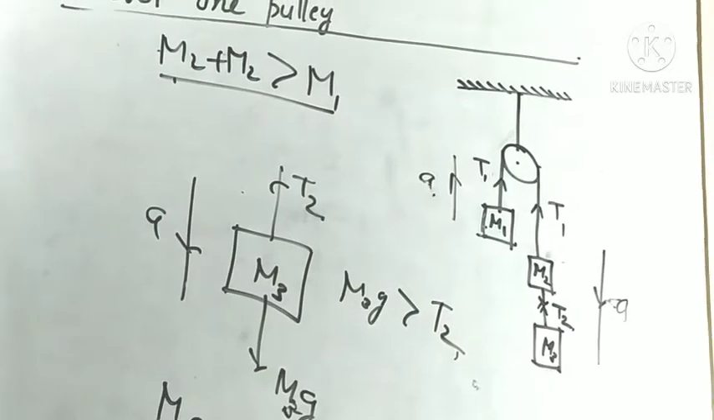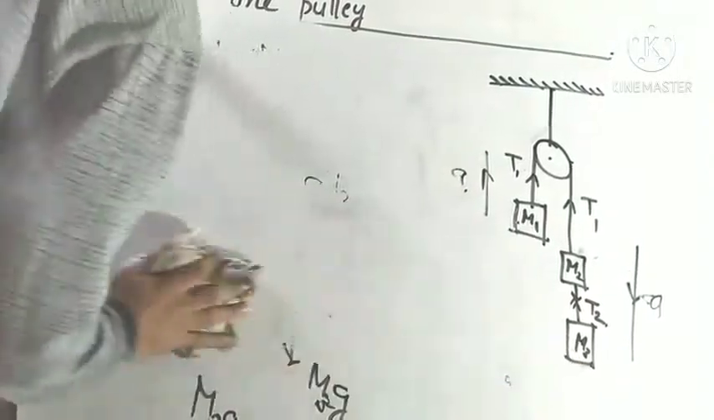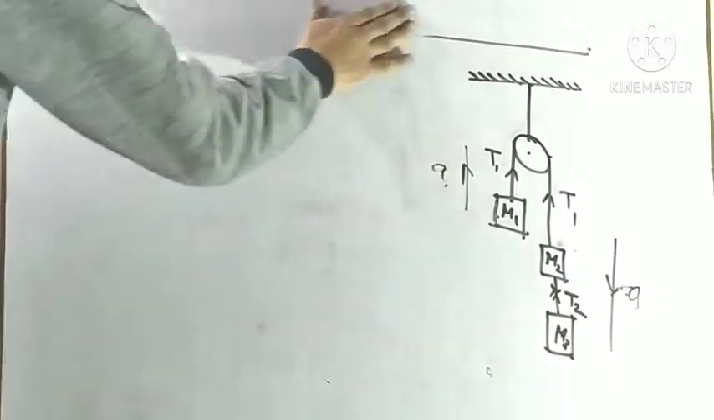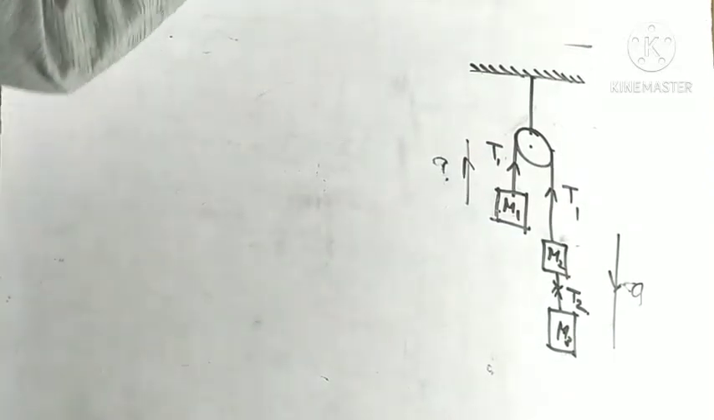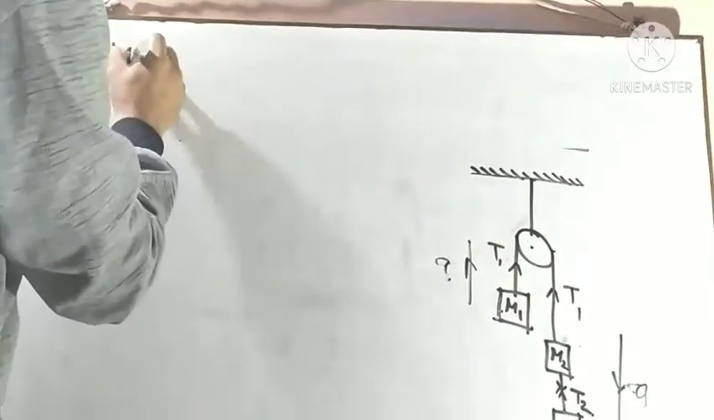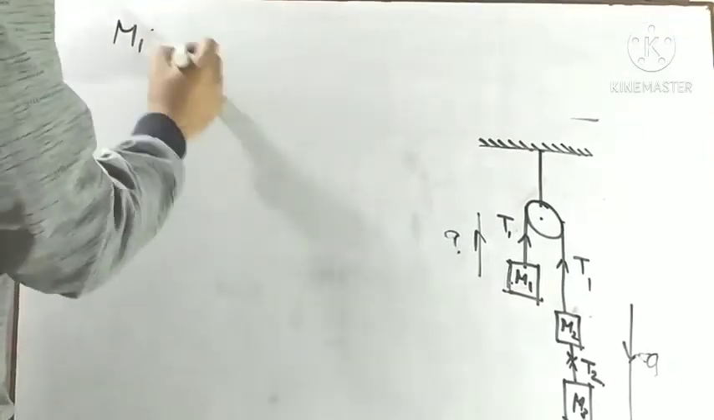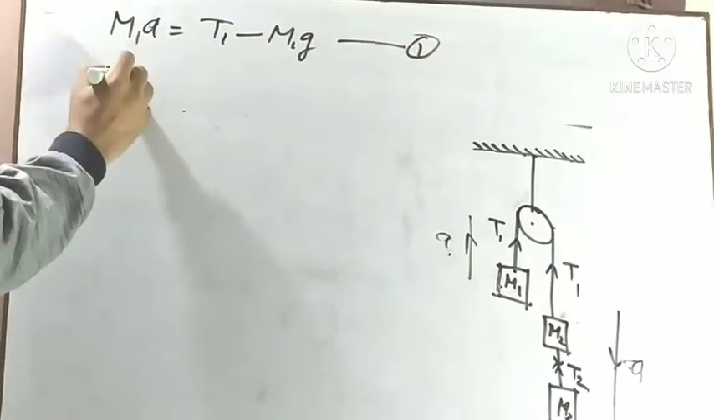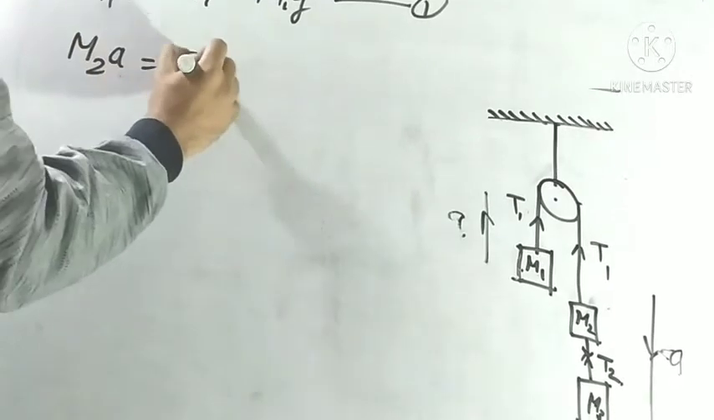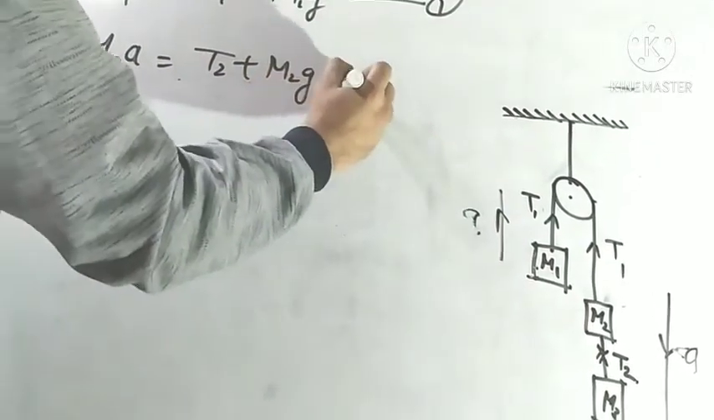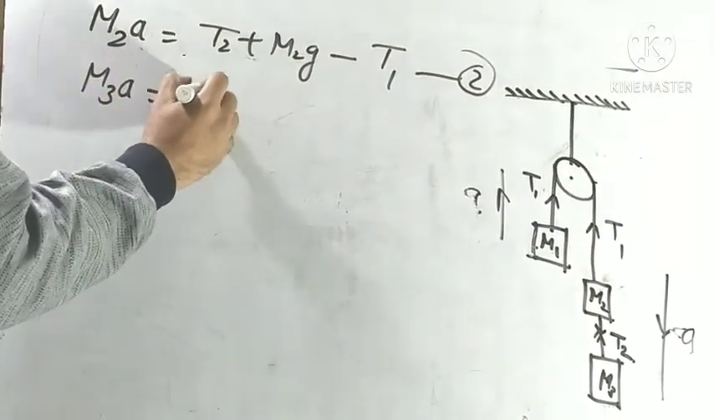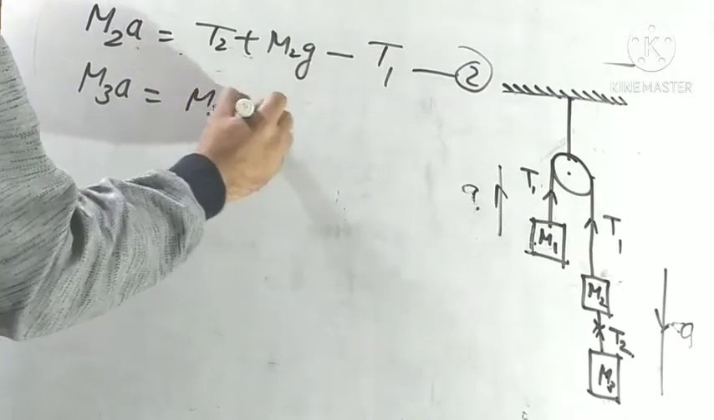So how many equations do we have? 3 equations. We write all these 3 equations here, and after that we solve them to find the acceleration, tension T1 and T2. So the first equation is M1A equals T1 minus M1G. Second equation: M2A equals T2 plus M2G minus T1. And third equation: M3A equals M3G minus T2.